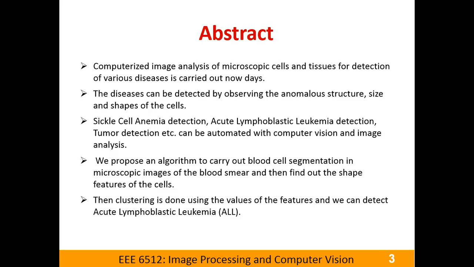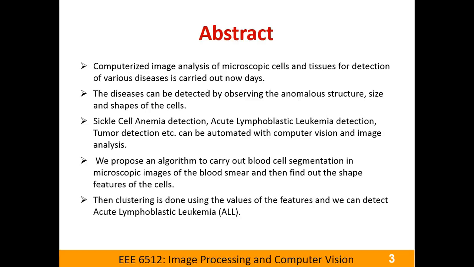So we propose an algorithm to carry out blood cell segmentation on microscopic images of blood smear, and then find out the shape features of the cells. After finding out the shape features of the cells, we can detect acute lymphoblastic leukemia. So our idea is to do segmentation, then shape analysis, and then finally clustering to detect acute lymphoblastic leukemia, ALL.